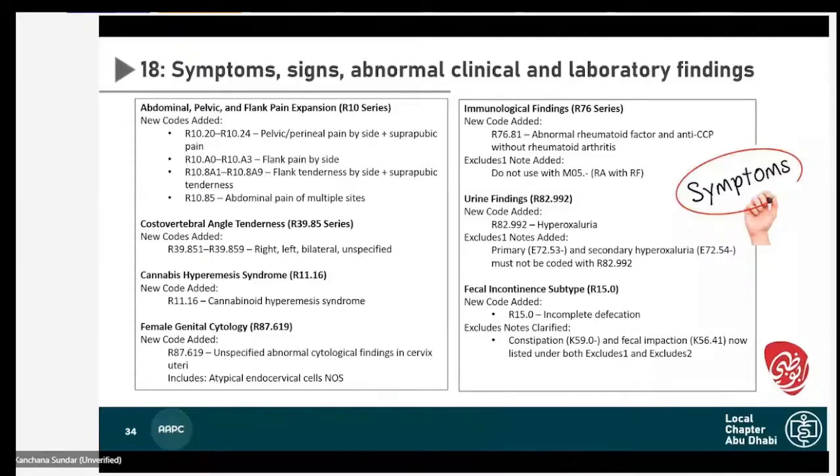And fecal incontinence subtype. This also is an interesting one. Before, we had codes for constipation and fecal impaction, but there was no code for incomplete defecation. And you all will agree with me, incomplete defecation is seen in any digestive system abnormalities. We see that incomplete defecation is a reason for admission. And so this addition of a code is a very good inclusion as well.